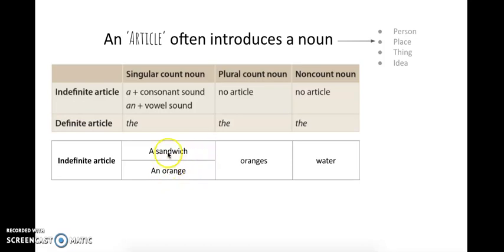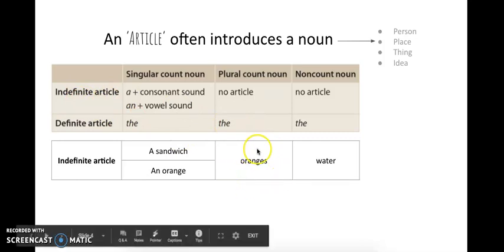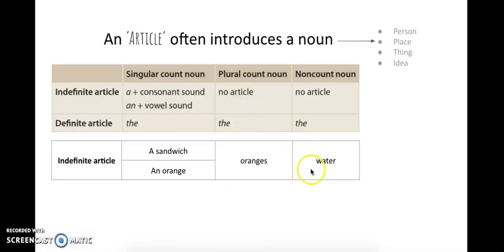Okay, so we're moving on to no articles. We've got oranges here. Why are we not using an here? Well, because it's plural. It's a plural count noun. Because it's plural, we don't use any articles when it's an indefinite article. Okay, so when it's indefinite, we do not use any articles. Okay, what about non-count nouns? A non-count noun like water doesn't use a when it's indefinite.